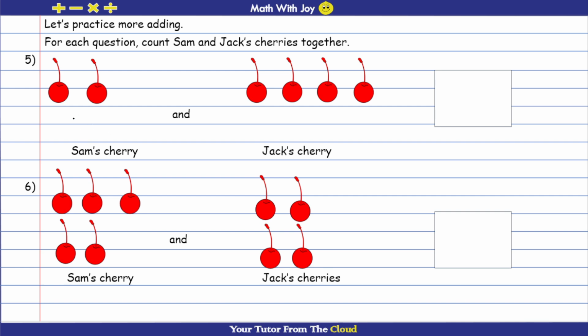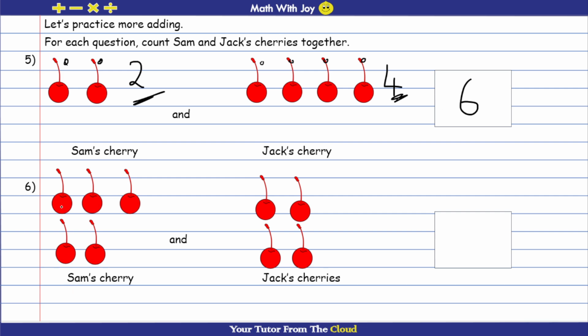So again, we want to count Sam's cherries. That's 1, 2. So I'll put a 2 there. Jack's cherries, 1, 2, 3, 4. So I'll put a 4 there. Now, when I take a 2 and a 4 and I add them, it will give us 1, 2, 3, 4, 5, 6. It will give us 6. So 2 adding 4 will give us 6.